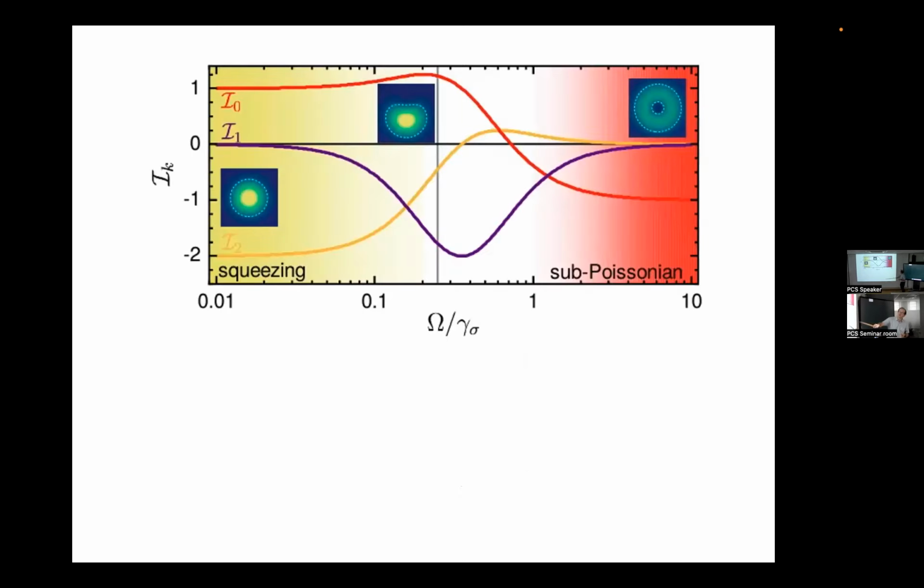In general, it's important in the middle, but I'm interested in the low driving. Here, that's my axis, the driving, and the high driving. So that's the Mollow triplet, and that's this regime of Atatüre and Diederichs.